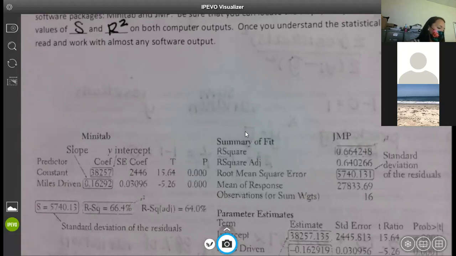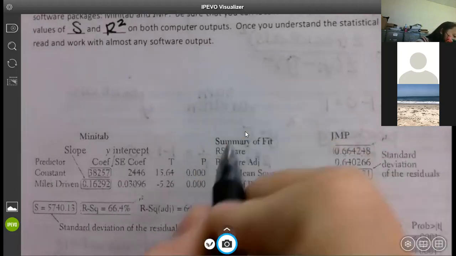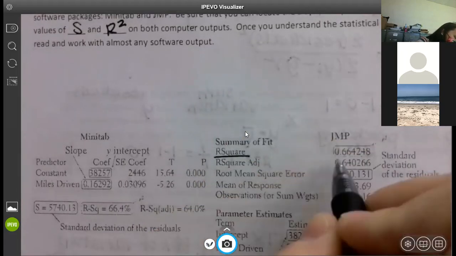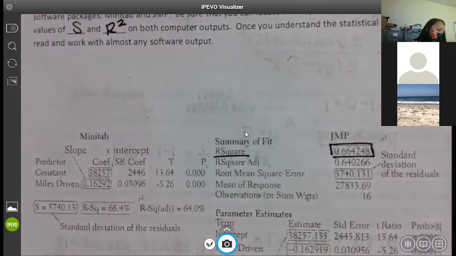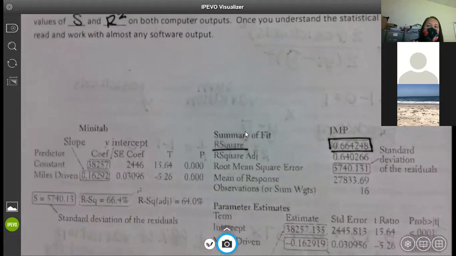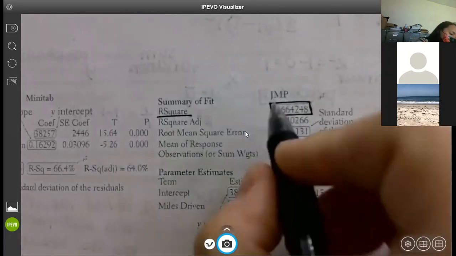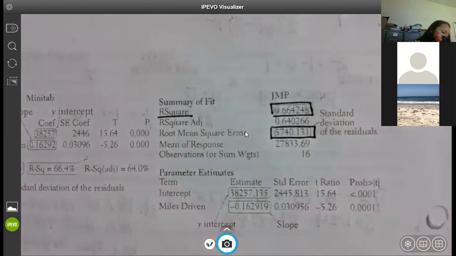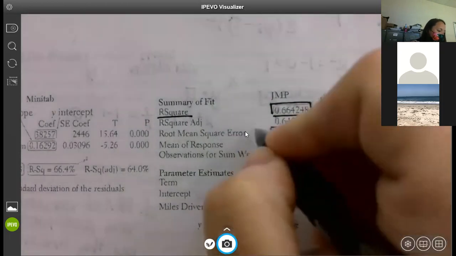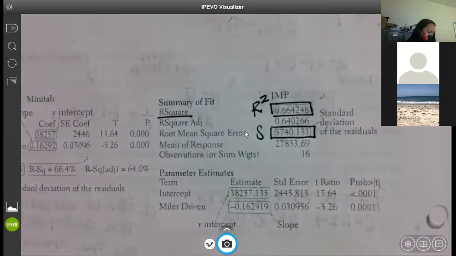All right, and then so here's the other one, JMP. So it says R square right here. That's this value. Then it shows you the root mean square error is the standard deviation of the residual. So that's your S. So this is your S. This is your R squared.